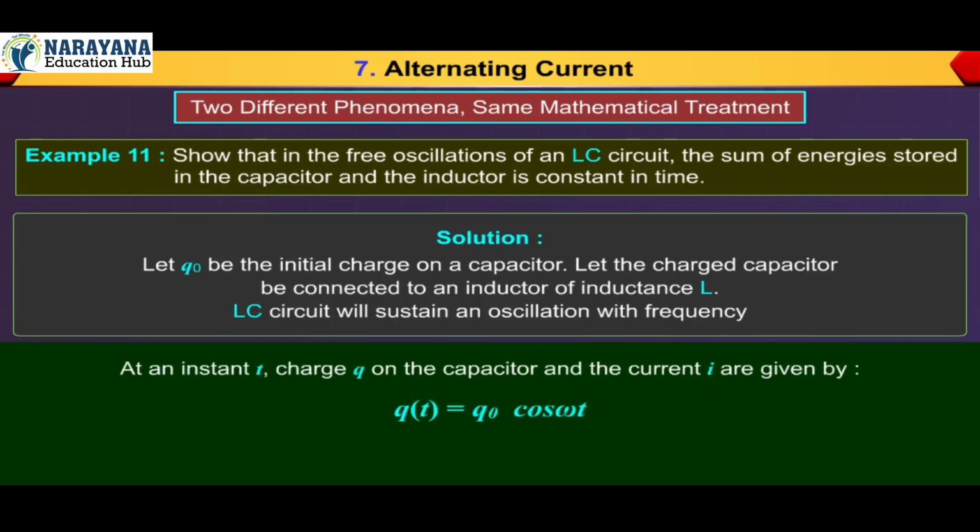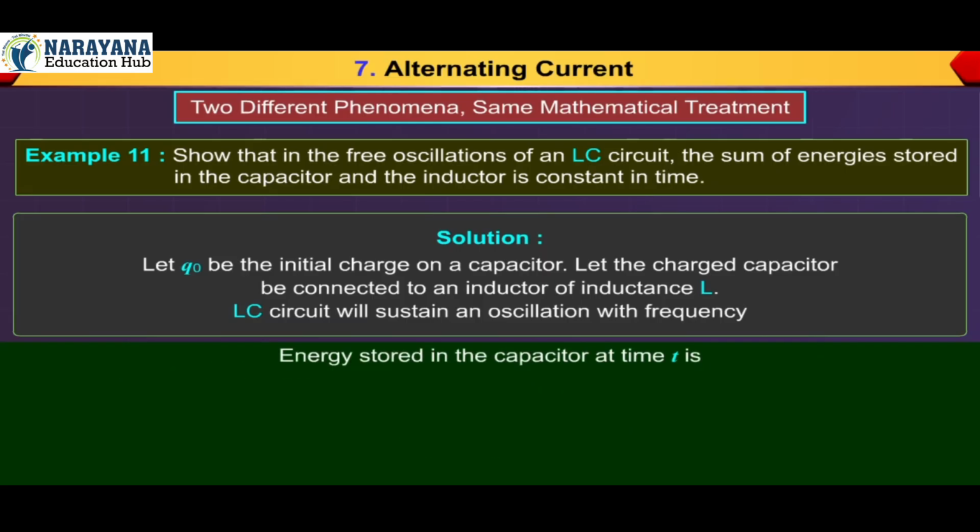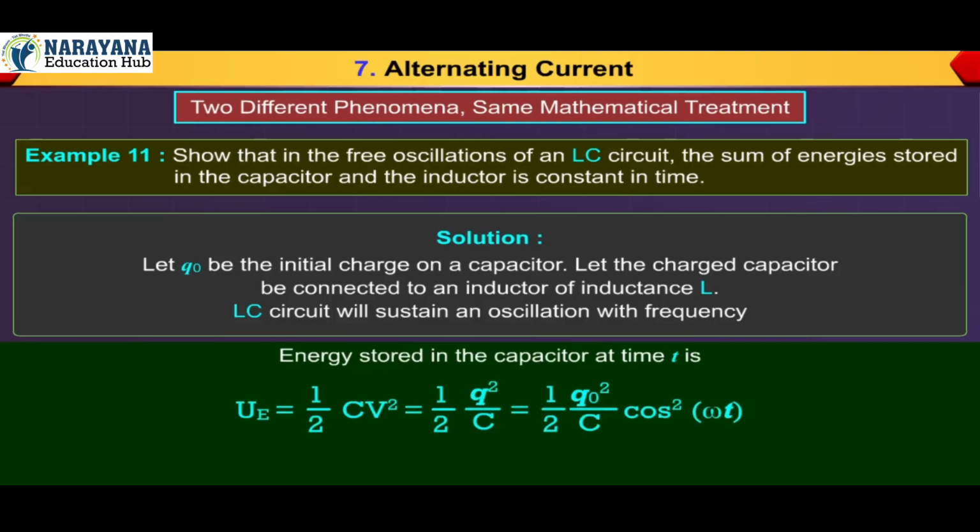Q(t) = Q0 cos ωt. I(t) = −Q0 ω sin ωt. Energy stored in the capacitor at time t is UE = 1/2 CV² = 1/2 Q²/C = 1/2 Q0²/C cos² ωt.